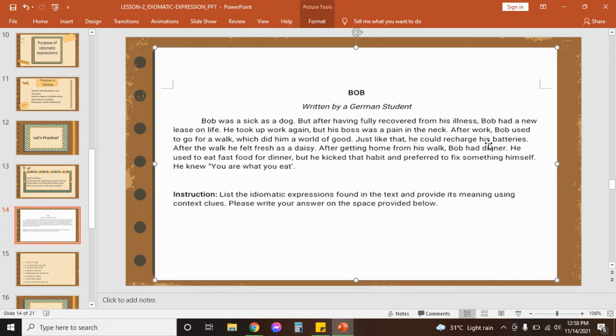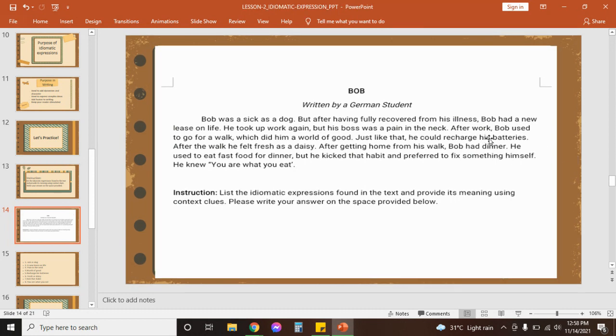Okay, can you still hear me? Okay. Sentence number six. Can you read it? After the walk, he felt fresh as a daisy. What do you think is the idiomatic expression being used here? Fresh as a daisy. And what do you think is the meaning of fresh as a daisy?